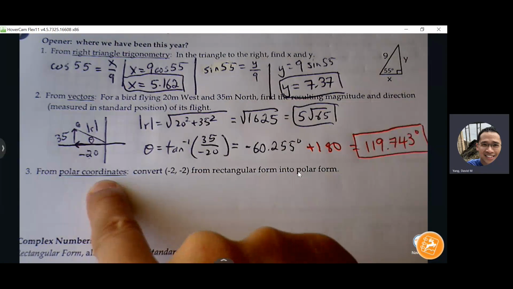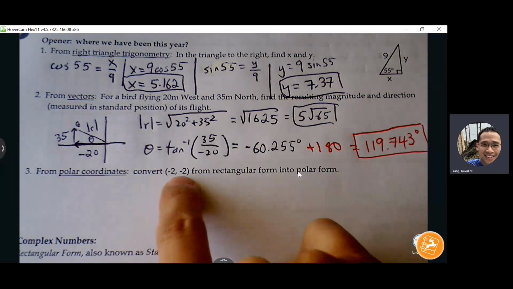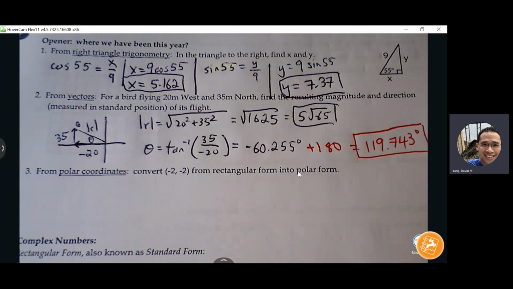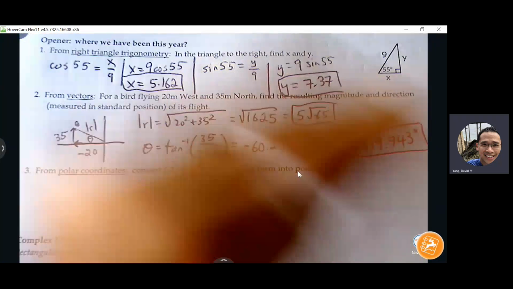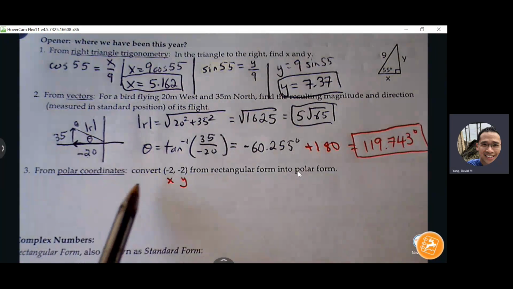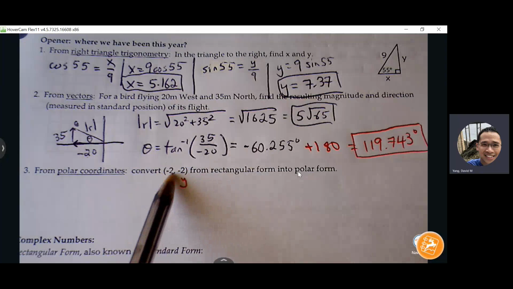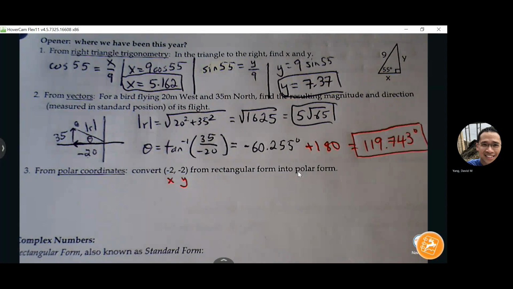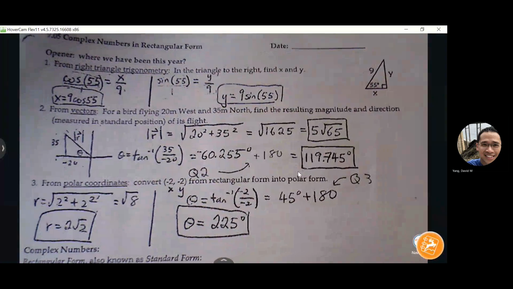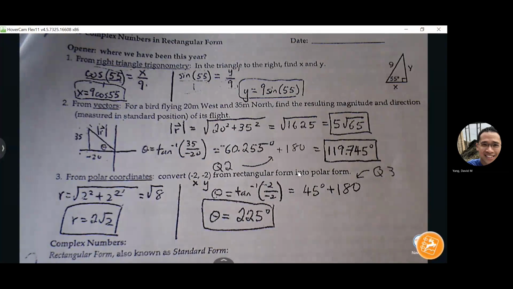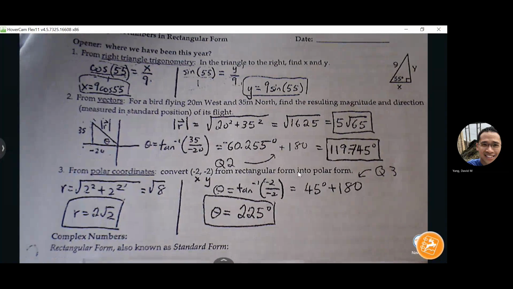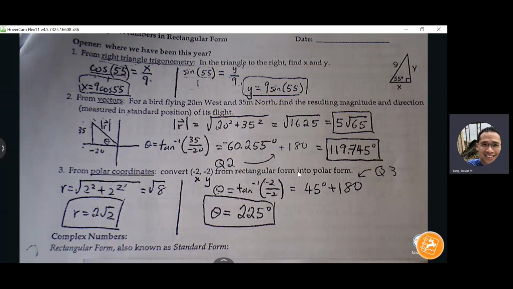Okay, so from polar coordinates, convert this ordered pair into polar form. So if we have x and y, and we want to get to r and theta, same process, right? Same as above. Pythagorean theorem gets you your magnitude, and then inverse tangent. Which quadrant is this in? Third, so I have to involve 180. Right? Okay, all review so far.